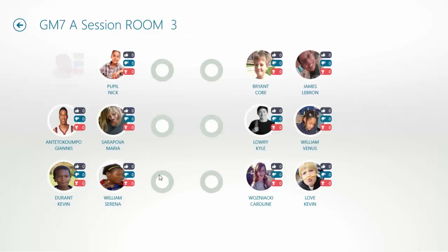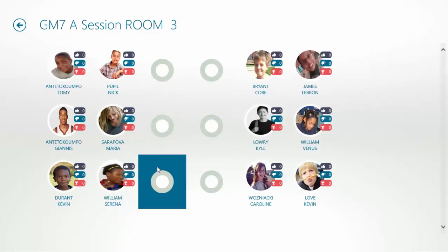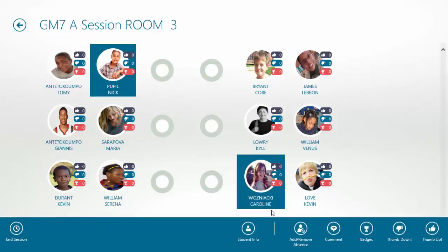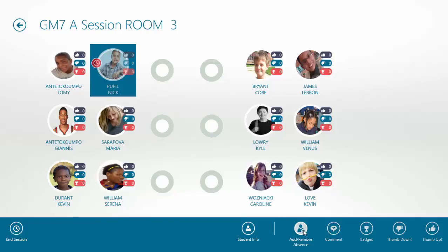You can view your class students according to the layout you have saved before. Select a student from the app bar. Click on the Add Absence to mark the student as late. Click again to mark the student as absent. If the student is absent, the options on the right will be unavailable. Click again to remove the absence from the student.